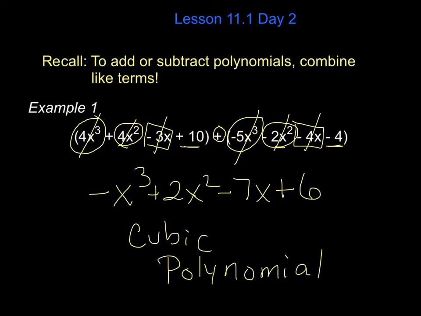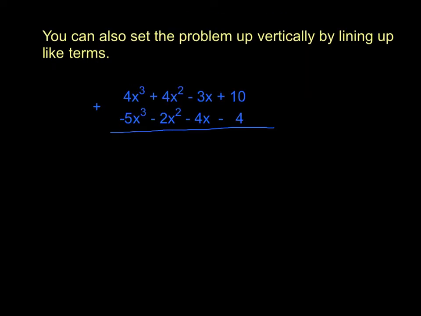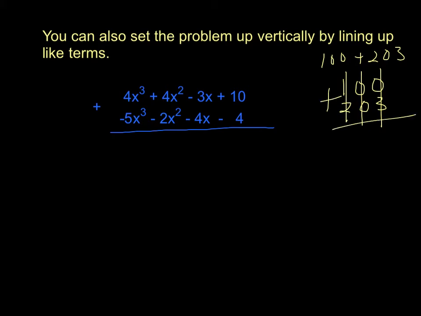Okay? So let's look at another way that we could set up that same problem. Sometimes it's helpful if we set these problems up vertically, just like when we were adding numbers. If I was adding 100 plus 203, then one of the ways we did that, we learned that we could line up the columns based on the unit. We lined up the ones column and the tens column and the hundreds column, and then we added those things together. We're basically able to do the same thing with polynomials. We line up the constants, the linear, the first degree, the second degree, the third degree, so we line them up by their like terms, by their degree basically.